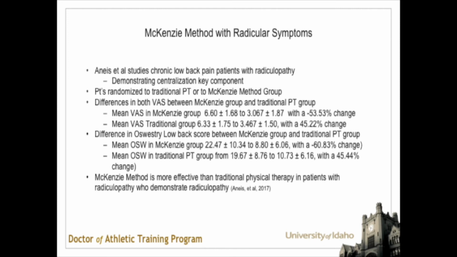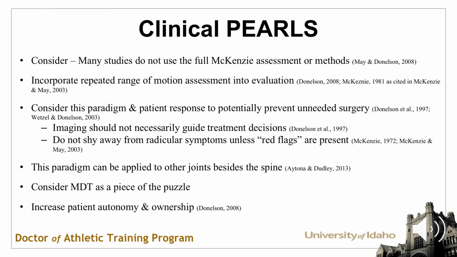The mean visual analog scale in the Mackenzie group was a negative 53.53% change, while the mean VAS in the traditional group was a 45.22% change. Mean Oswestry low back score was negative 60.83% in the Mackenzie group, and the mean score in traditional therapy was a 45.44% change. Results showed in this study that the Mackenzie method is more effective than traditional therapy when dealing with radiculopathy. So let's go ahead and wrap up with some clinical pearls.